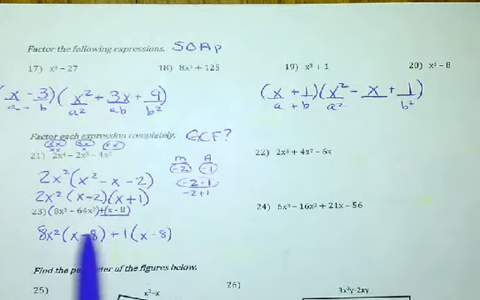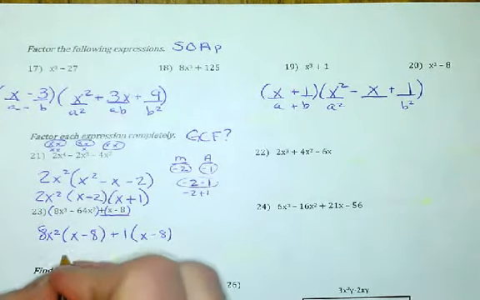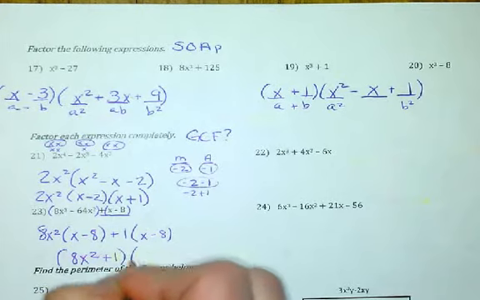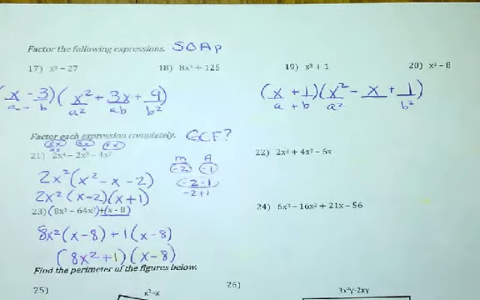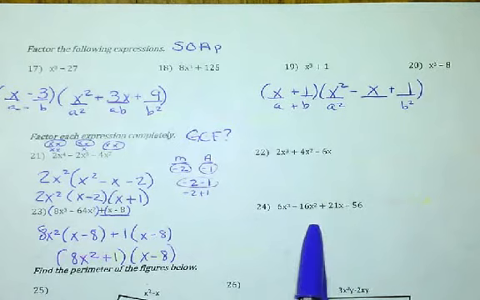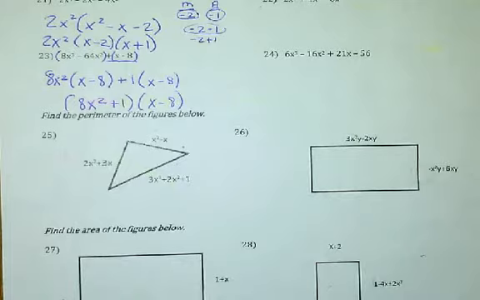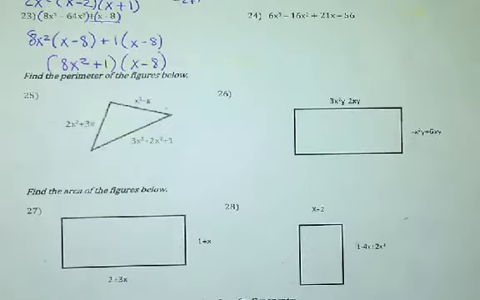So again, these two parentheses must be the same. So my first set of parentheses will be what's on the outside, so 8x squared plus 1, and then x minus 8. All right, so again, I'd like for you to try those on your own and then check them on the key. All right, on 25 and 26, I'll do 26 with you, but 25 is the same exact one.